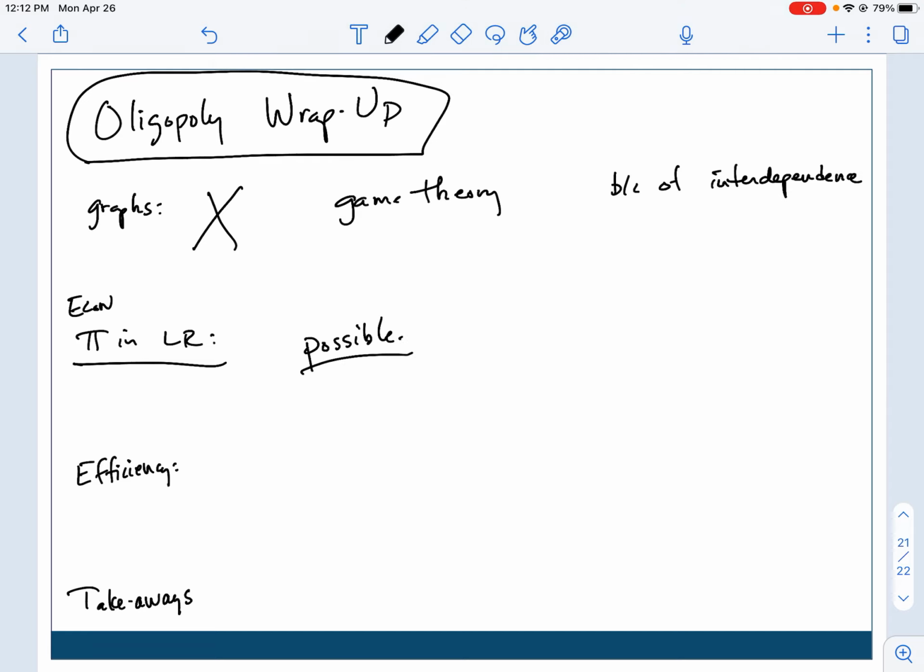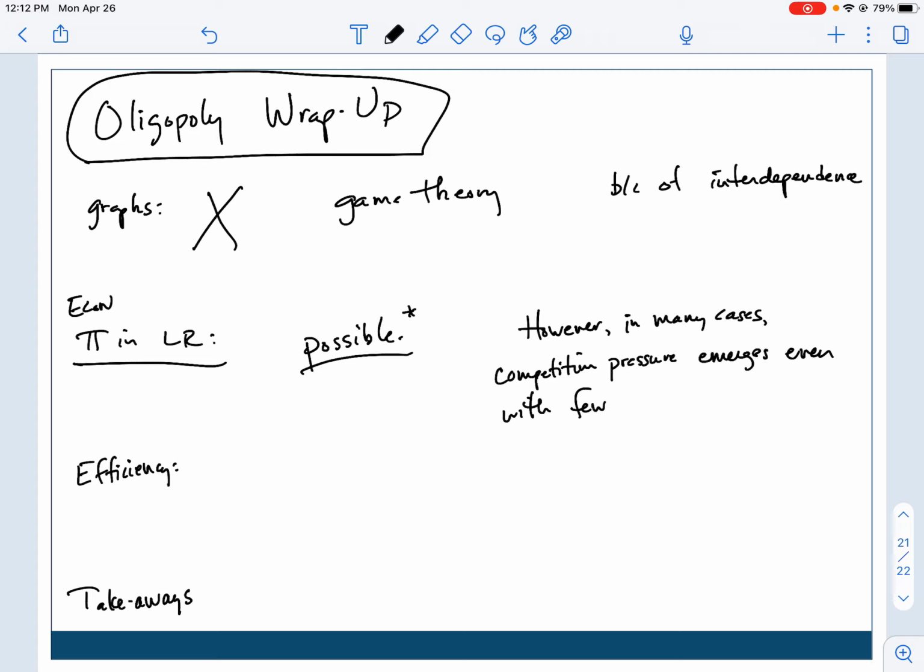If a small number of producers can act collectively, if they can act more like a monopolist, then it is at least possible. It's certainly not guaranteed, but it is possible. But we could also make a note here. However, in many cases, competitive pressure emerges even with few players or sellers, or competitors.